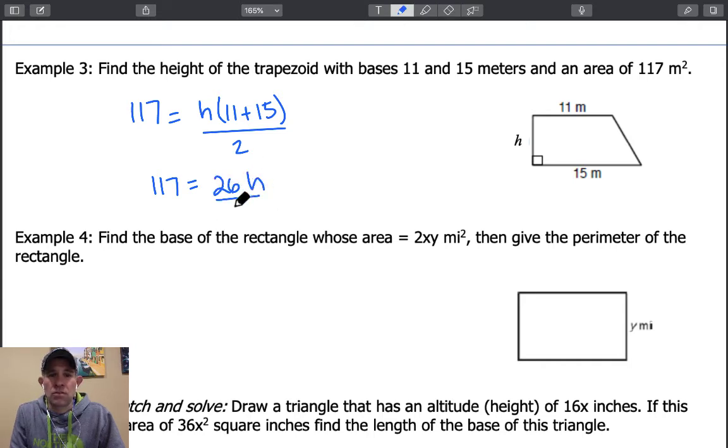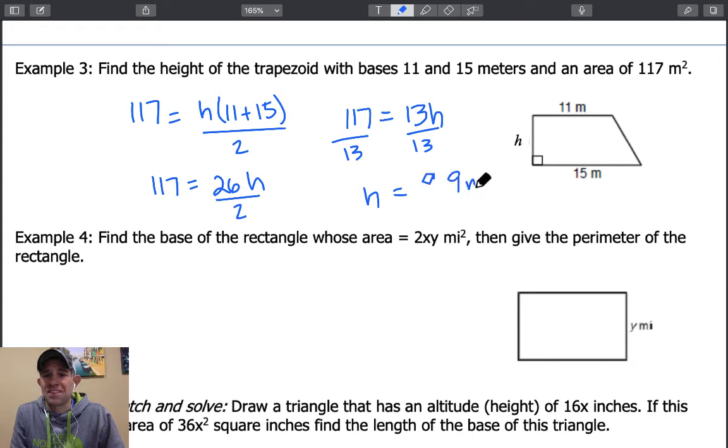So we got 26h all over 2. All right, so we're going to take 26 and now divide that in half, and that gives us 117 is equal to 13h. My final step now is to divide both sides by 13. And when I divide by 13, I'm going to end up with a height that's equal to 9 meters.